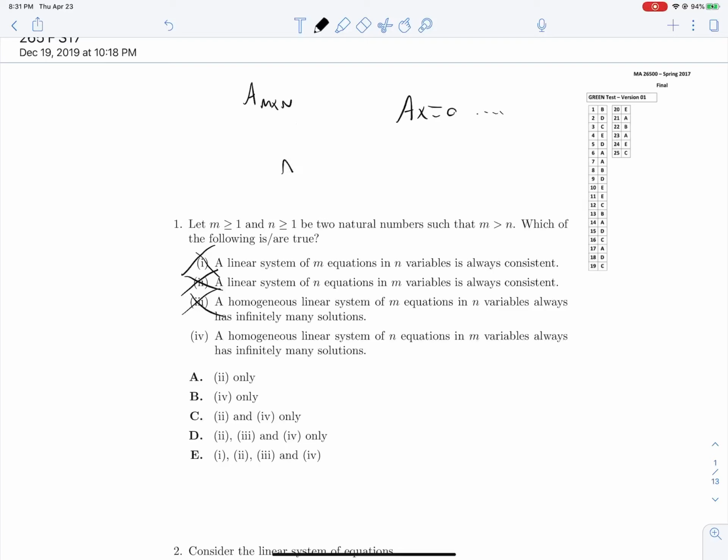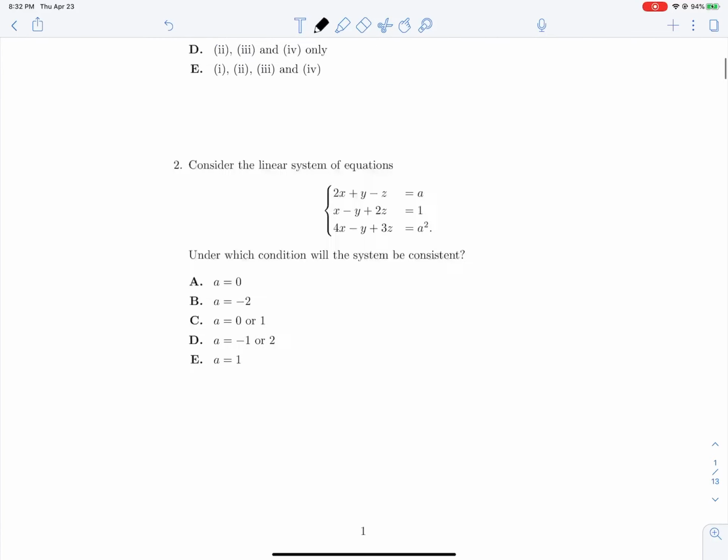That said, if we have an n by m system of equations, no matter what we do, we can't fit m pivots into here because we only have n rows worth of pivots to work with, and n is less than m. So therefore, the null space will be non-zero dimensional, and thus it will have infinitely many solutions. So 4 only is our answer for number 1.